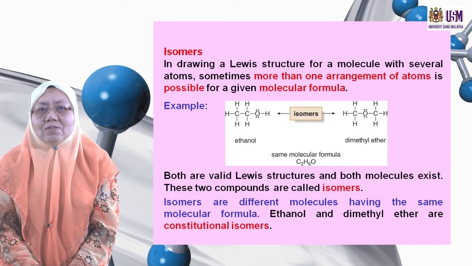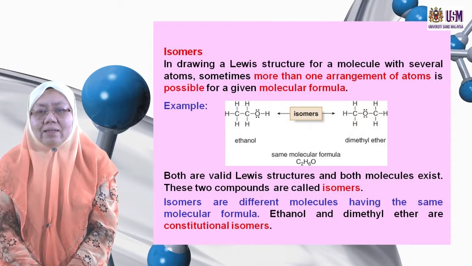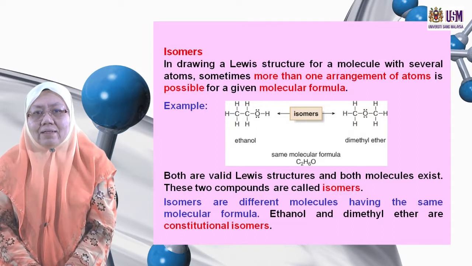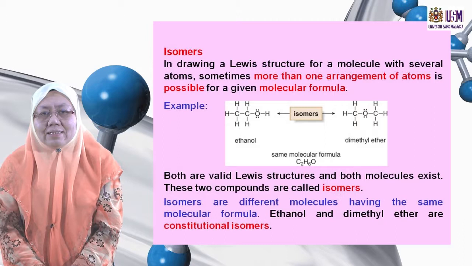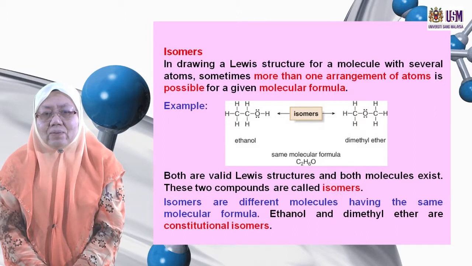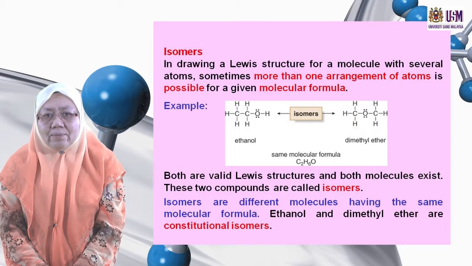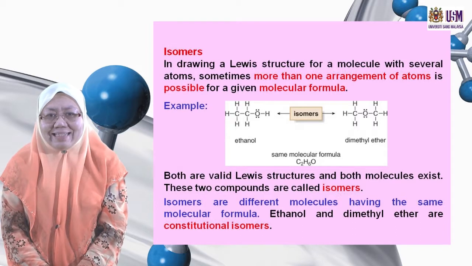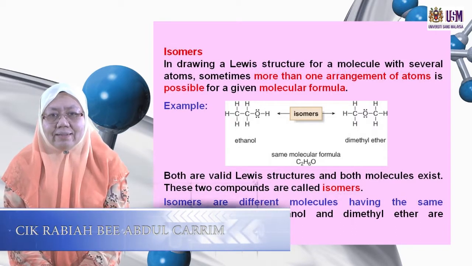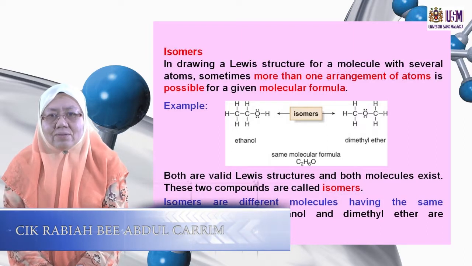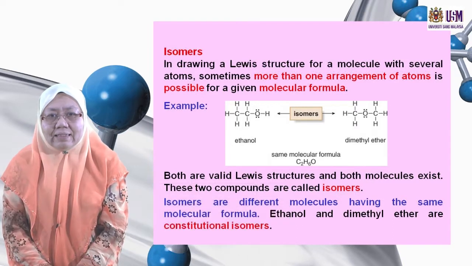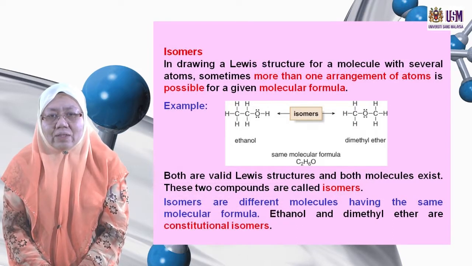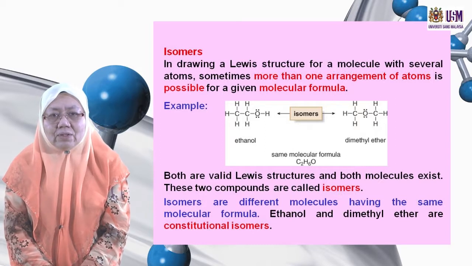Okay, what actually are isomers? Isomers are molecules that have the same molecular formula. So when we are drawing isomers, for example, we can see the Lewis structure for these isomers with C2H6O. Okay, we can draw these isomers into different forms. In the first form, we can see we have a CH3, CH2, and an OH. This is an alcohol, which we call ethanol.